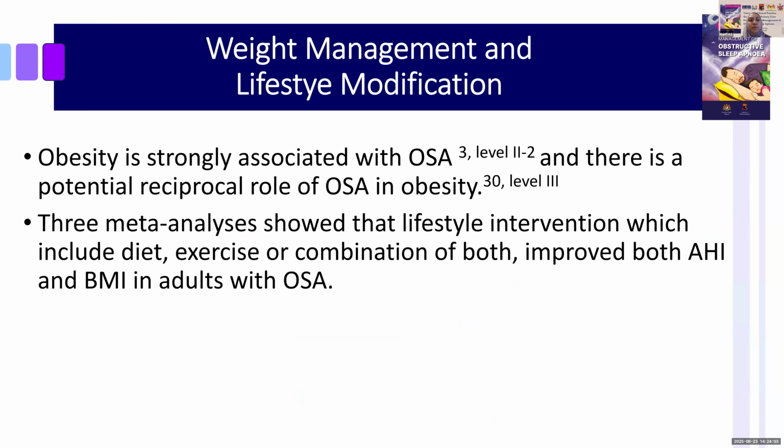We cannot run away from weight management and lifestyle modification, as it's the prime treatment in treating OSA. Obesity is strongly associated with OSA, and there is a potential reciprocal role of obesity in OSA. Three meta-analyses showed that lifestyle intervention, which includes diet, exercise, or a combination of both, has improved AHI and BMI in adults with OSA.